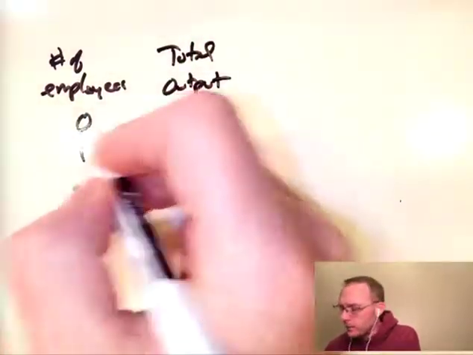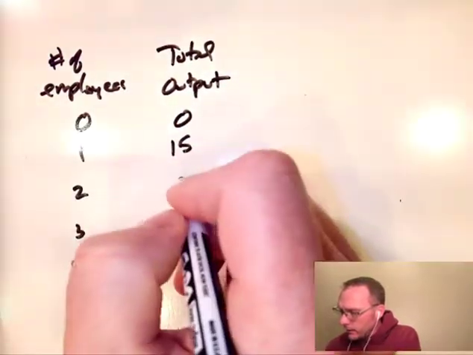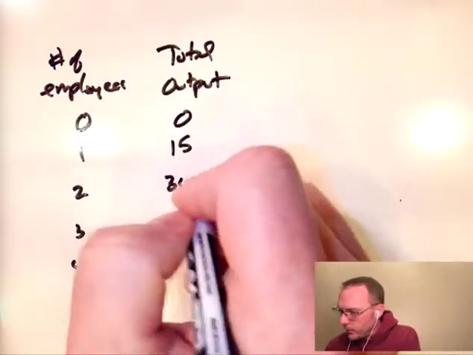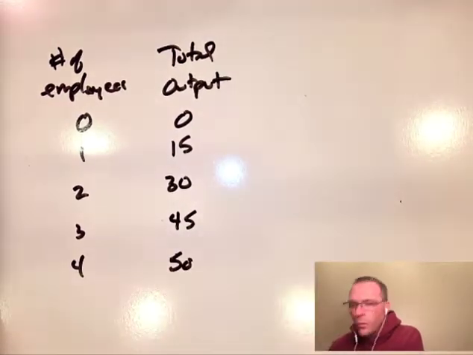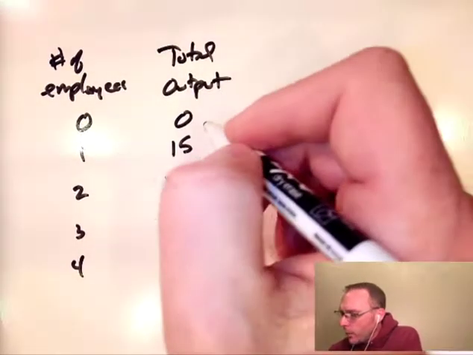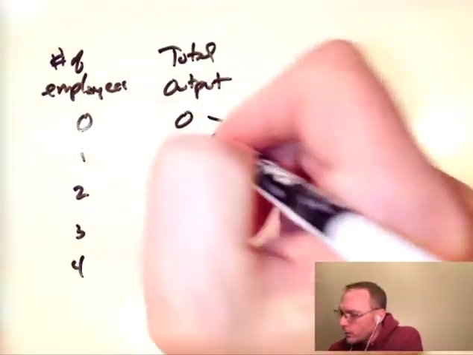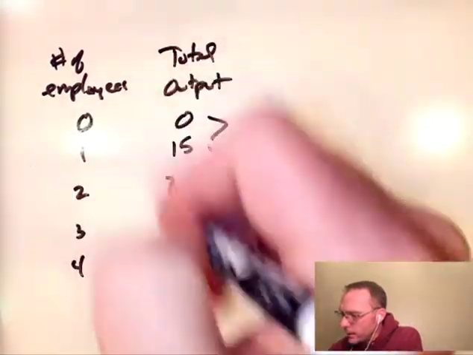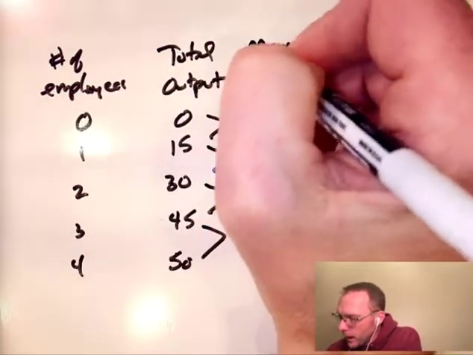If you're at 0, you're going to get 0. Your first guy is going to be like 15. The next guy is going to be something like 30, the next guy 45, and the next guy 50. So what they're going to want you to do is probably take the margin. Now remember, you can only margin a total. So if you take the margins here, the in-betweens, I can come up with my marginal output.